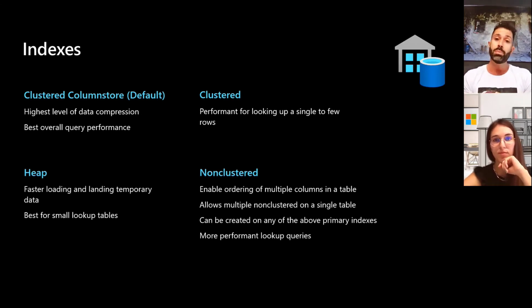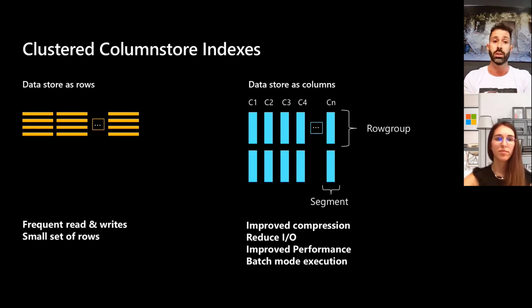Those types of index are the same ones that you have been using on SQL Server itself. But the difference here is the columnstore index being the default. So every time that you create a new table, if you do not specify the index type, you will have a columnstore index. And what is important to know about it? What is the columnstore index?